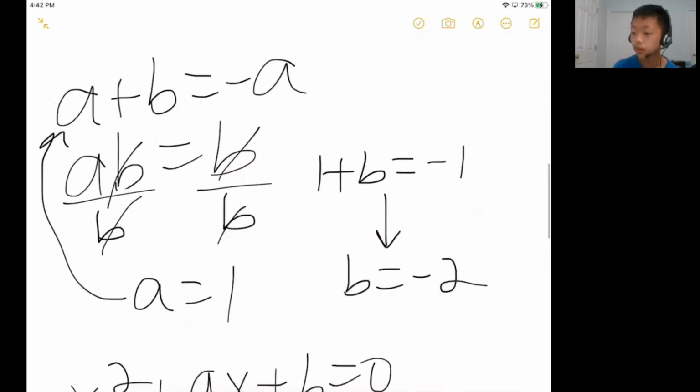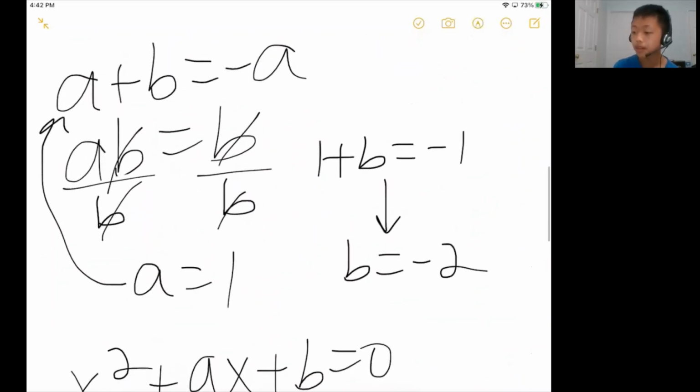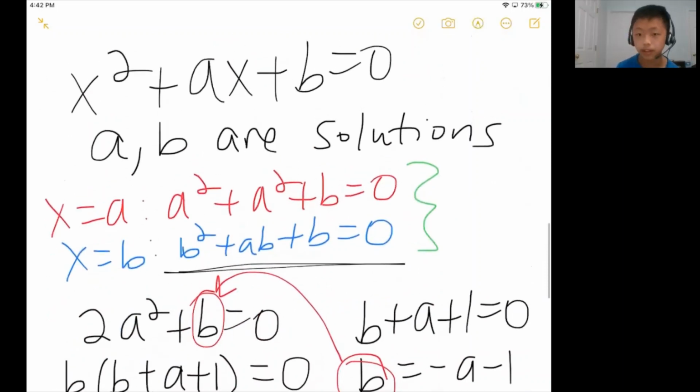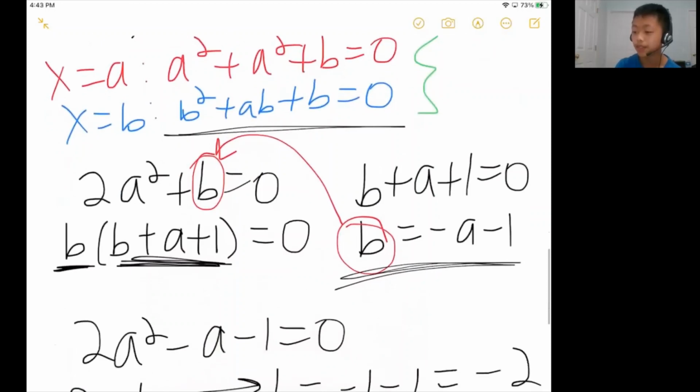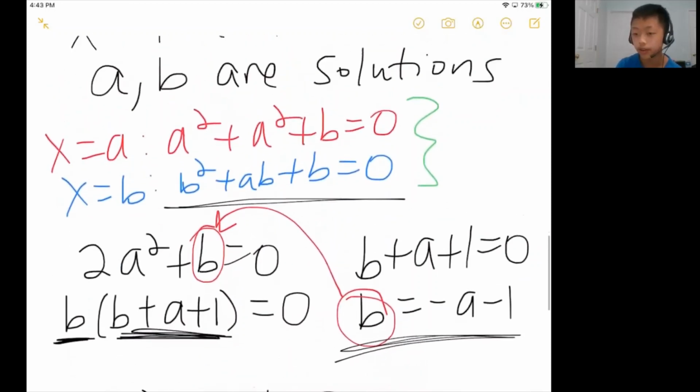The other way you could do it was, we know that a and b are solutions to that equation. So that means if we substitute x equals a and x equals b into the equation, it would work. So we did that. Again, we got two equations and two variables, but it's a different way of solving it.